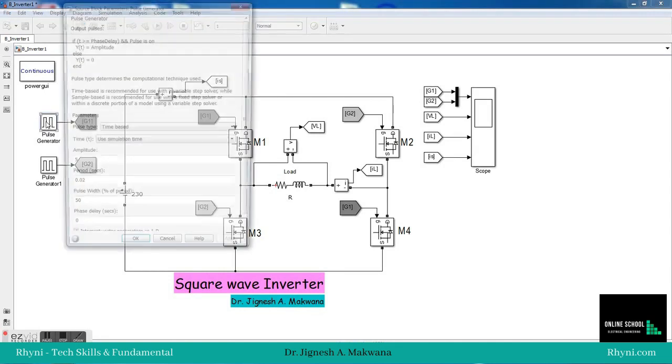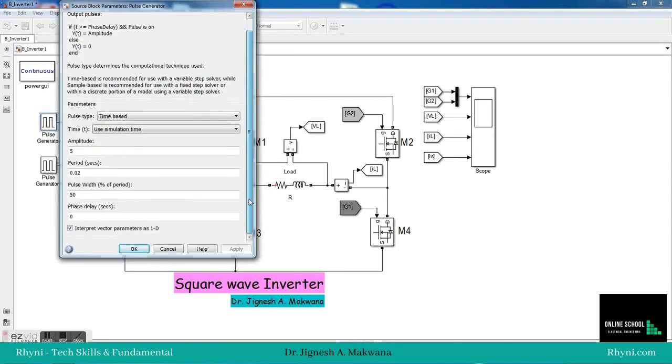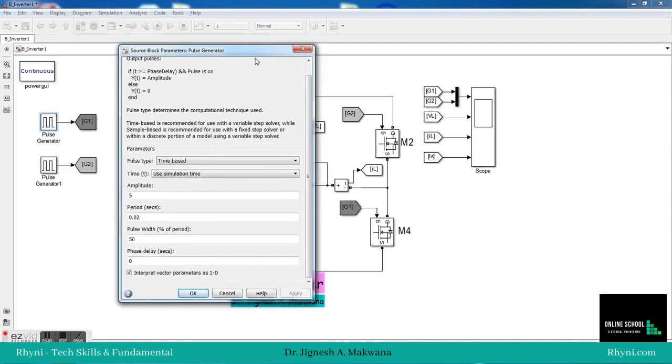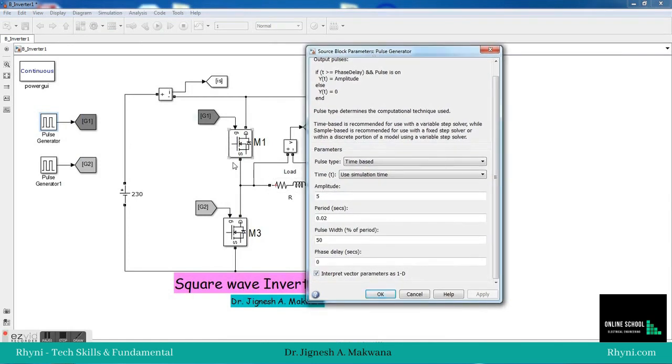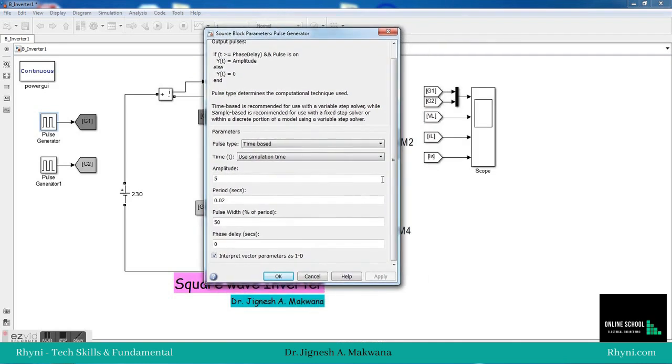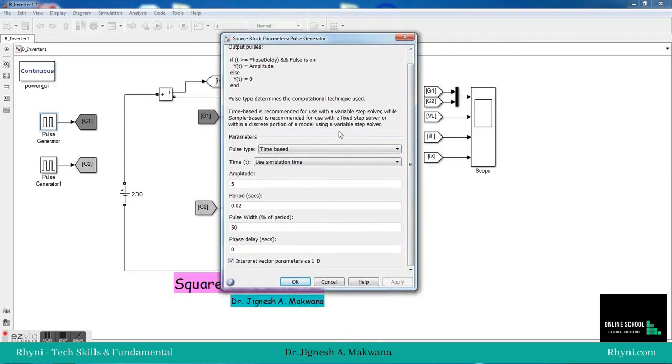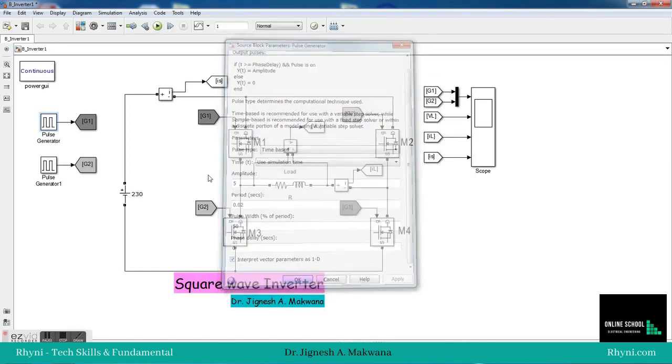If we see the pulse G1, the magnitude is 5. You can also select a magnitude of 1, it doesn't matter, because the gate terminal of the MOSFET is not actual, it is ideal and only a logical gate terminal. We are not applying across GS either, so you can use 1 and it will turn on, but less than 1 it will not turn on. The period is 0.02 second, and the pulse width is 50. So for 0.01 second it will remain high, and for the rest of the 0.01 second it remains off. The phase delay is 0 for G1.